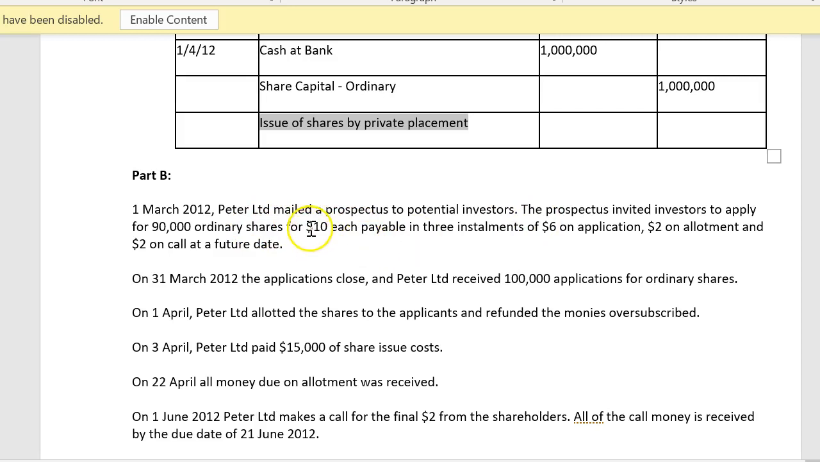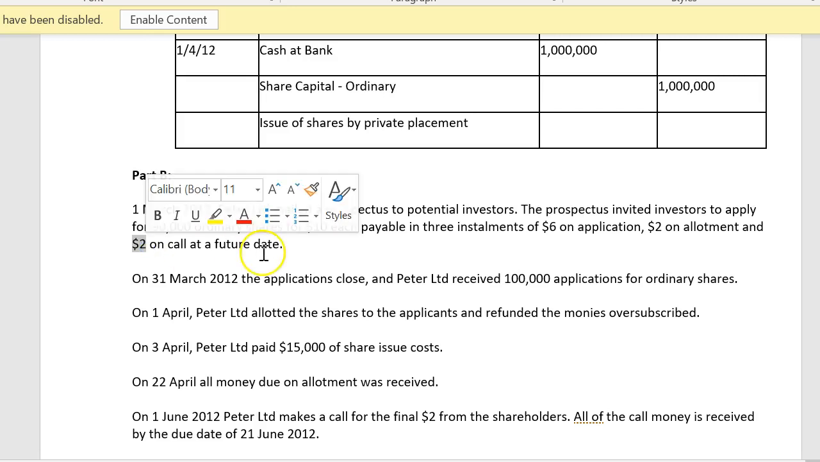So the shares were issued at $10 per share, $6 on application. That's when shareholders first apply for these shares. The second installment is $2, which is allotment. Once the shares are finalized, the directors will call for the second installment. And the third installment is call, and it's paid at a future date.